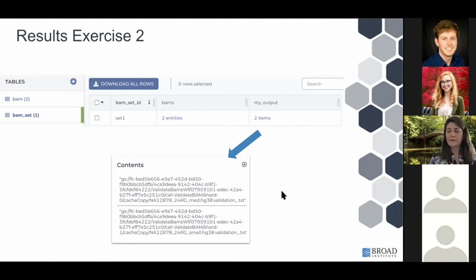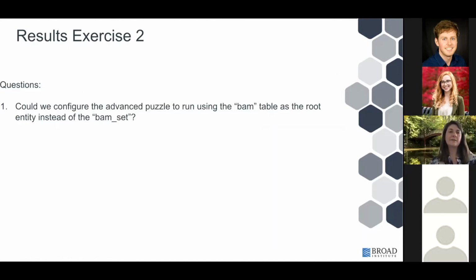Okay, so let me ask a couple of follow-up questions to the group, and let's see if we can discuss a little bit maybe about the different ways we could do this. Could we have configured the advanced puzzle to run using the BAM table as the root entity instead of the BAM set? So does anyone want to try answering that either in the chat or unmuting?